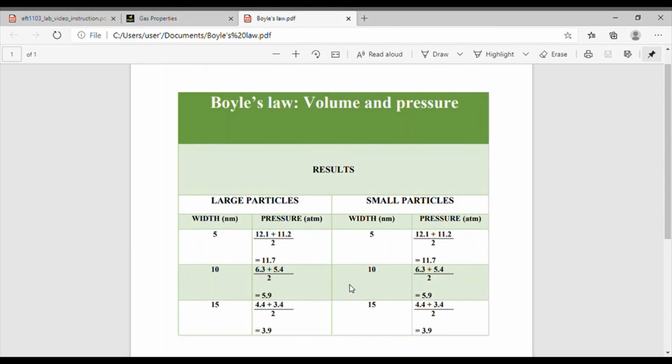Boyle's law describes the relationship between pressure and volume at a constant temperature for a fixed mass. This means that when the temperature is constant, the number of molecules of a gas cannot be changed.